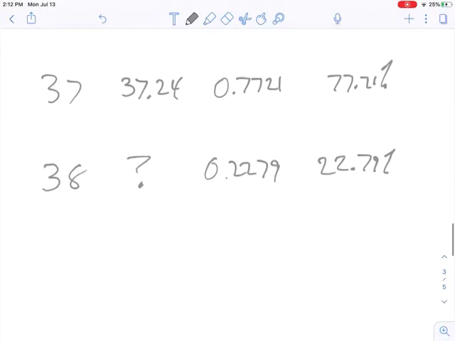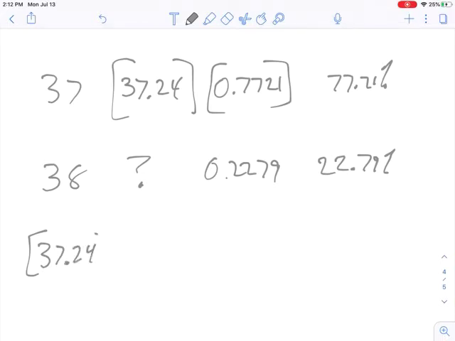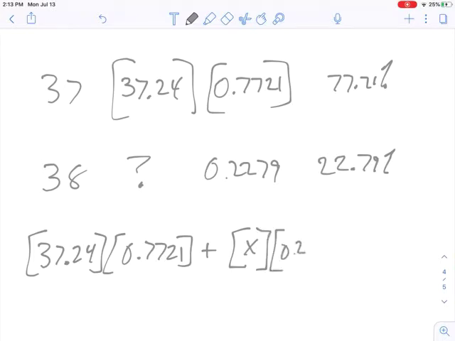So let's go ahead and start this off like normal. First of all, let's deal with the 37. So the 37, we're going to take the 37.24, which is its mass, and we're going to multiply it by its fraction, which is 77.21. And we know that we're going to have to add that to the 38. Now, we don't know what the 38's mass is, so that's going to be x. But we know that its fraction is 0.2279. And then all of that goes together to tell me what the overall answer is here, the overall average.